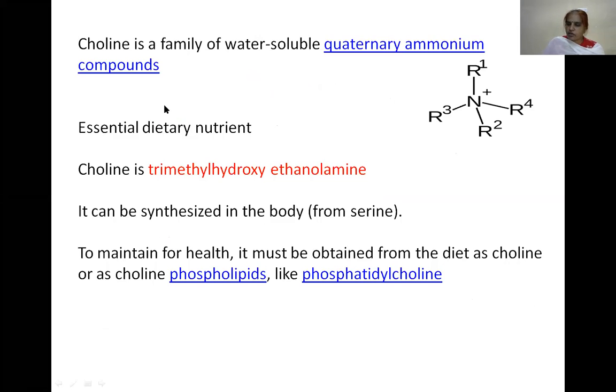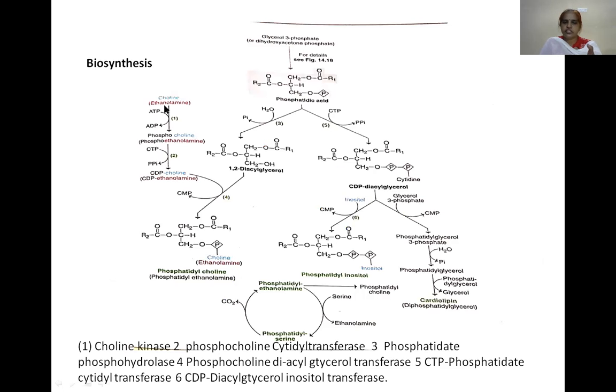Dietary choline comes from choline-containing phospholipids, for example phosphatidylcholine. For the synthesis of phosphatidylcholine, phosphoric acid is the initial precursor. It is converted to CDP choline, and when combined with 1,2-diacylglycerol, it is converted to phosphatidylcholine.